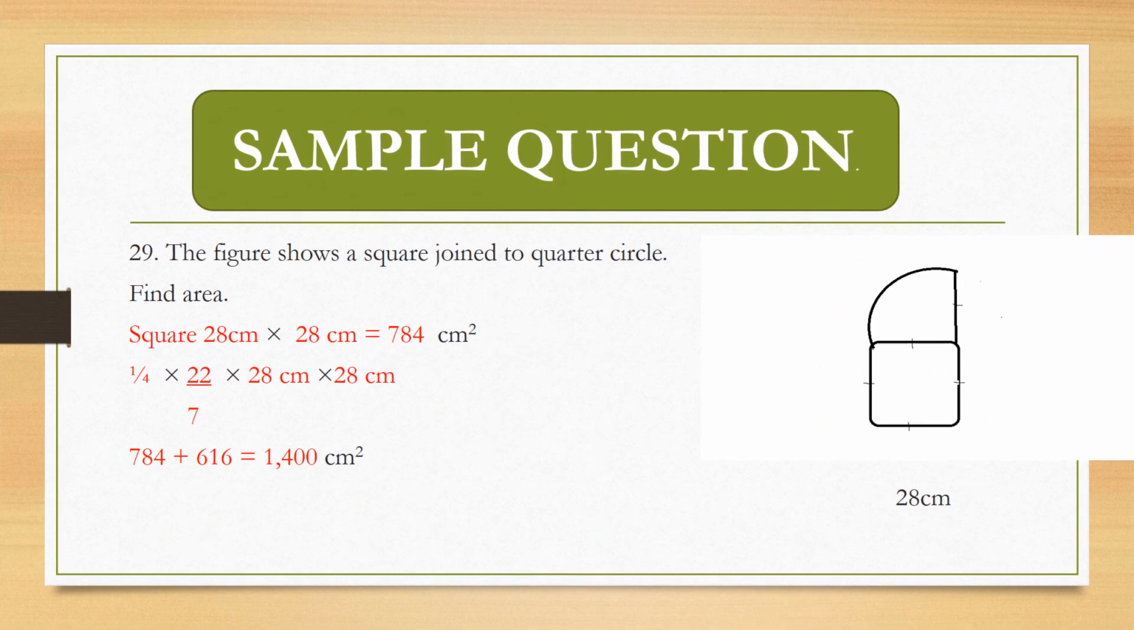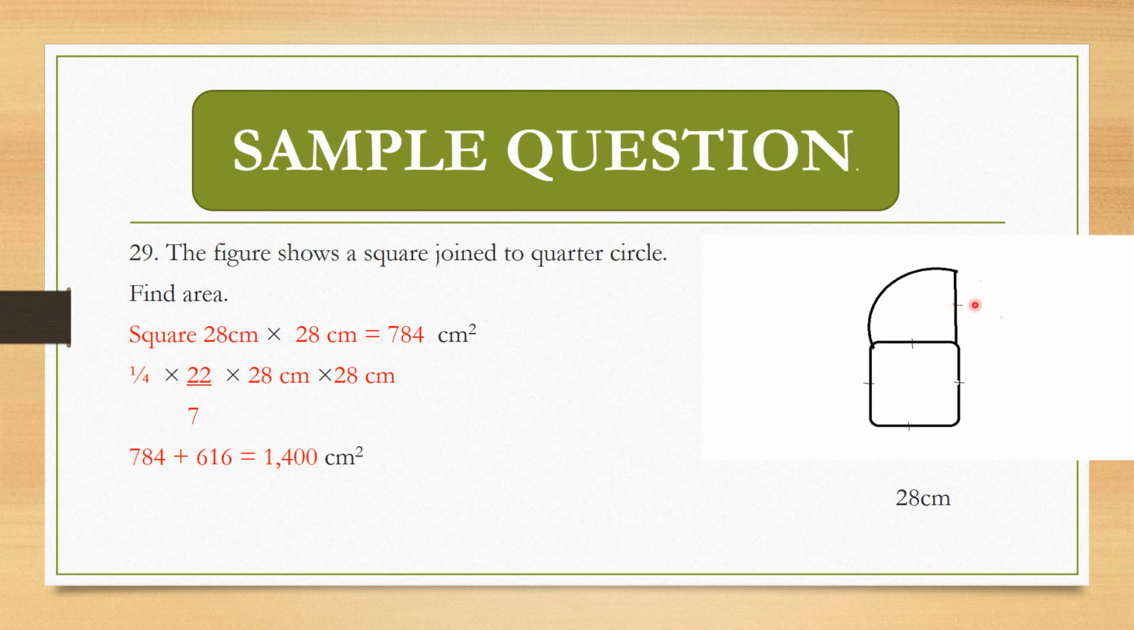Question number 29 also looked a bit challenging. The figure below shows a square joined to a quarter circle. Find the area of the figure. Very easy. Just know that this is a square, all sides are equal. So the first thing you're supposed to do is to find this area and this area, then you add them. Let's start with the square. Just remember that this is a quarter of a circle, what we call a quadrant.